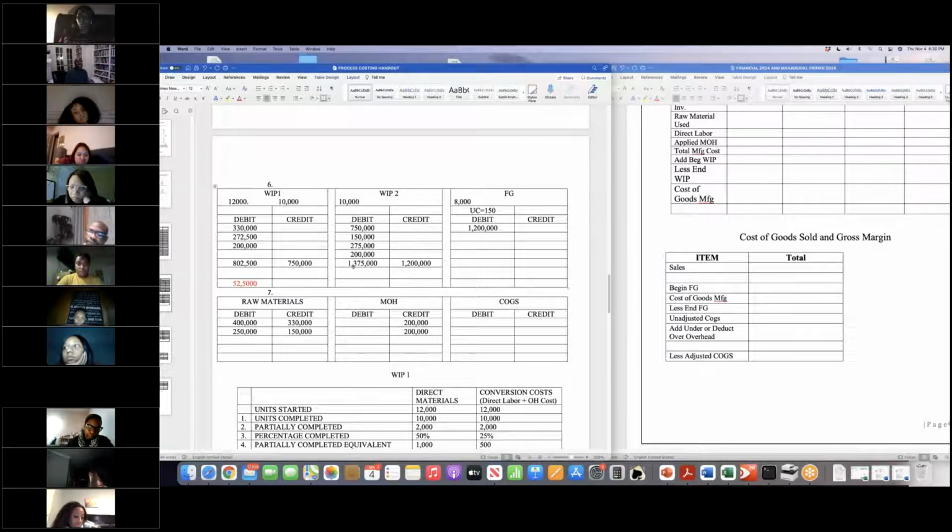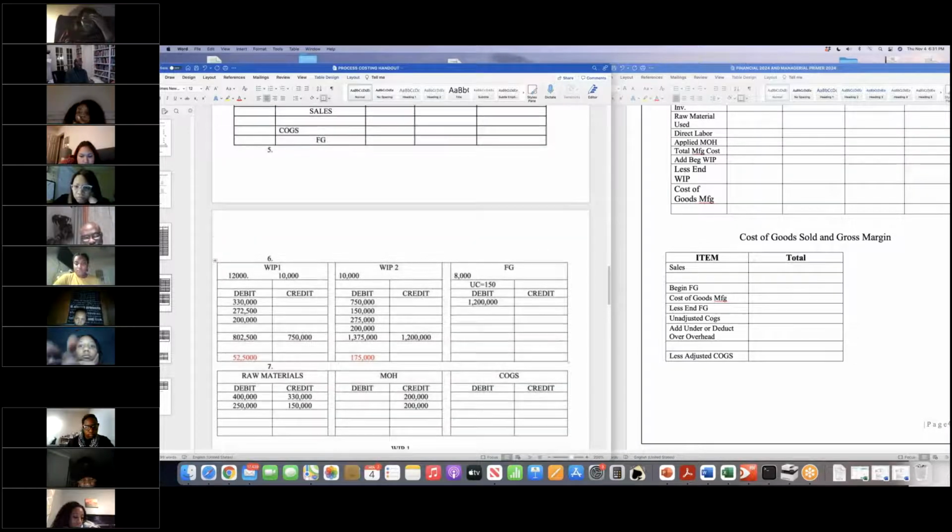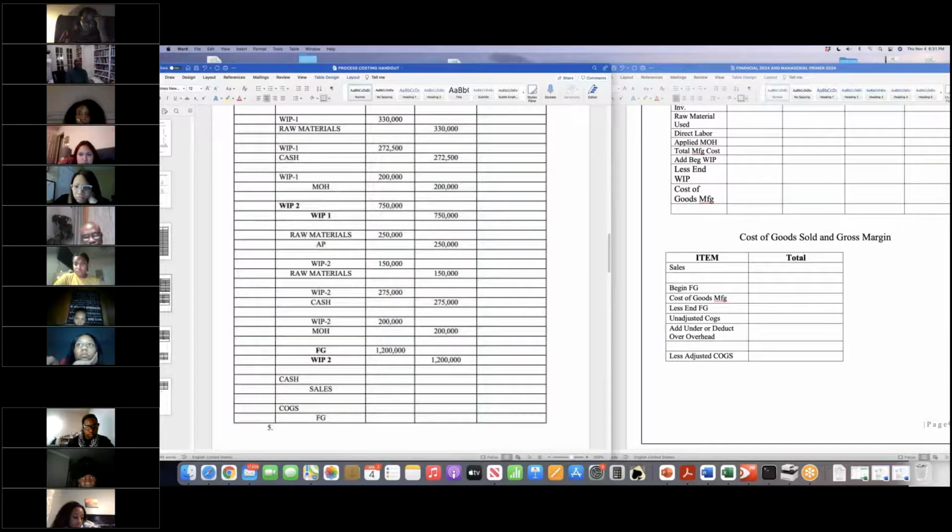So how much is left in the account? 175,000. Okay. So we transfer a cost of 1,000,002. The units is 8,000, so that unit cost is 150. 1,000,002 divided by 8,000, that's probably going to be 150. Does that work as the cost for everyone? Good.